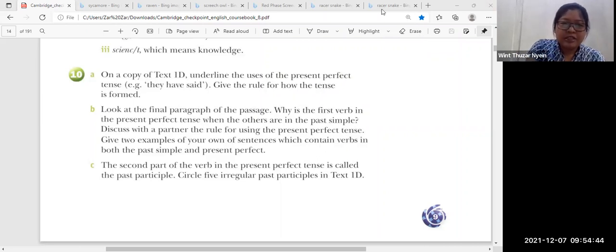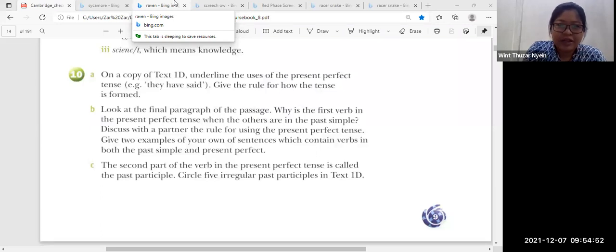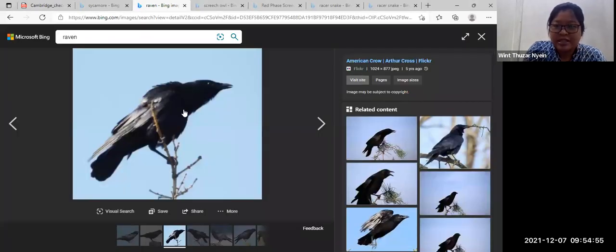Firstly, before you read, in order to understand a little more, I would like to show you the animals. So raven is this animal. This is raven. What is raven in Burmese?